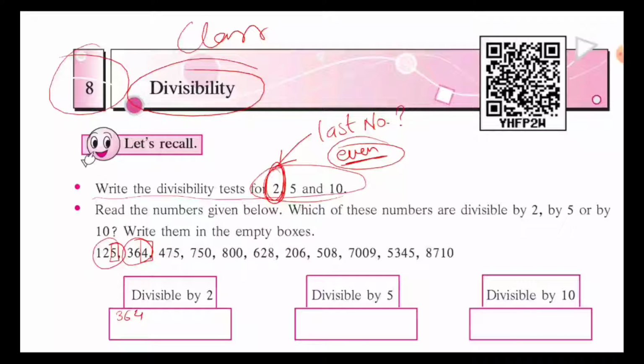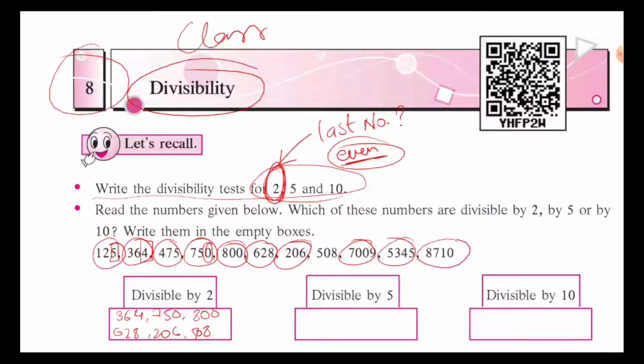Okay, now another is 475, another is 750. 750's last digit is 0, so it will be divisible by 2. Again 800 will also be divisible by 2. 628 will also be divisible by 2. 206 will also be divisible. 508 will also be divisible. 709 won't be. 5345 will not be, and 8710 will be divisible.